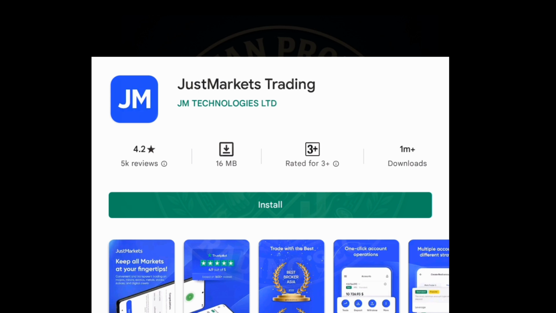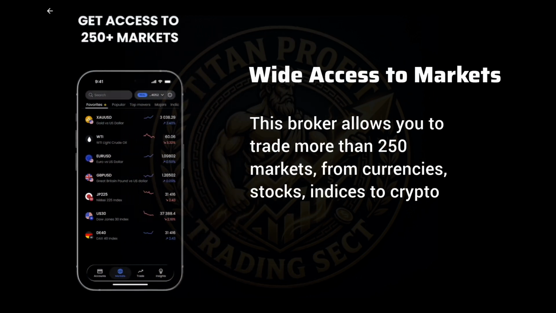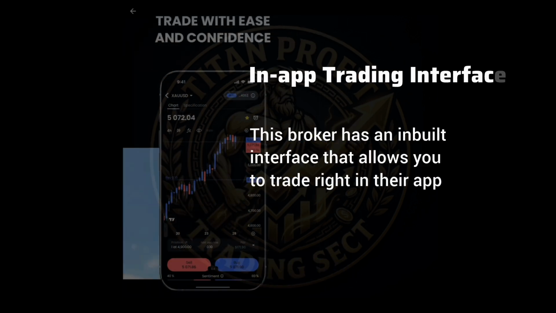The next app we are reviewing is called Just Market. This is the broker that I use to deposit. It has a minimum deposit of $10, as you can see. When you deposit money here, you connect it to the first app, MetaTrader 5, and you can begin to trade. This broker has access to 250 markets, currency pairs and cryptocurrencies in which you can trade.